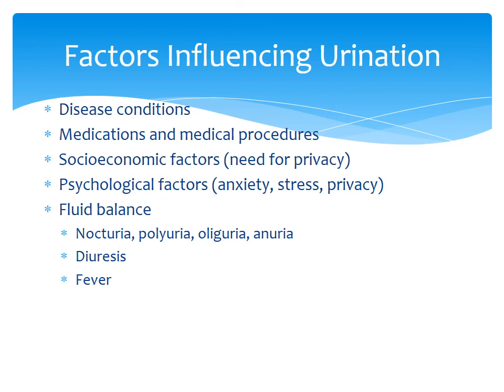Factors that influence urination: we have disease conditions and procedures as well. Socioeconomic factors will determine the degree of privacy needed for urination. Not everybody can void in front of someone, so sometimes people need privacy. Psychosocial factors, if someone's anxious or stressed due to privacy issues. The kidneys primarily maintain the balance between retention and excretion of fluids.